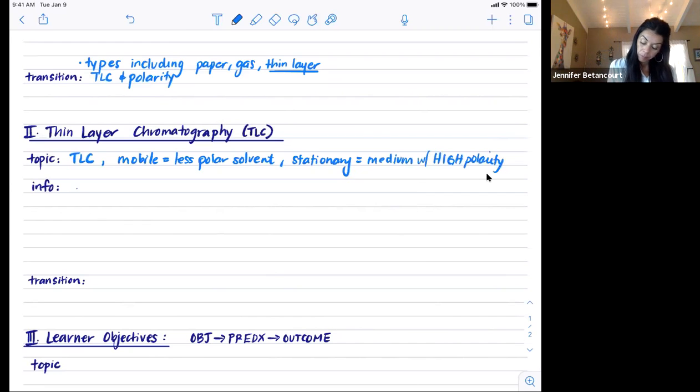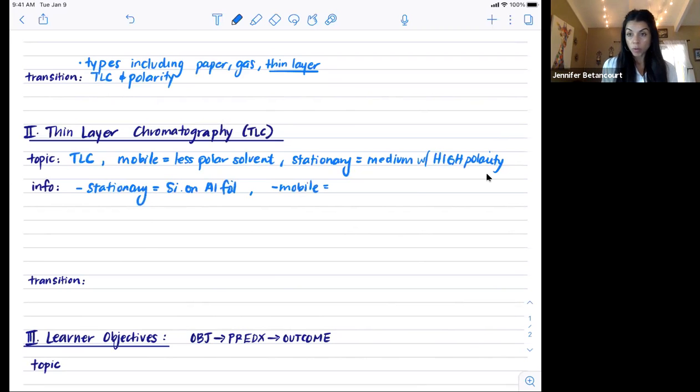Okay. So the stationary phase that you are using is the silica on aluminum foil. And if you're going through that trouble, maybe you write the mobile solvent here. Okay. Nice job, everybody.